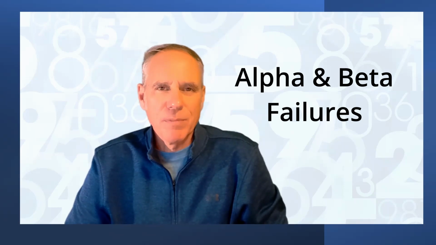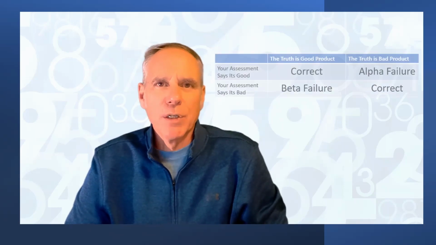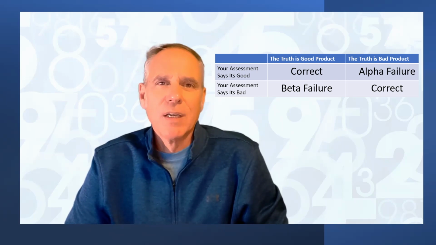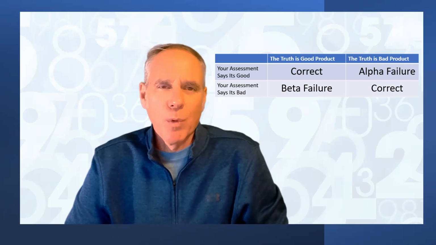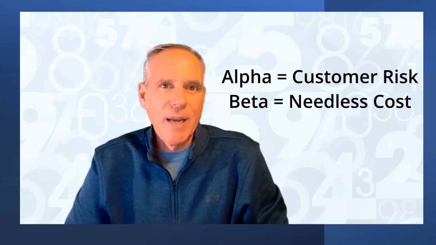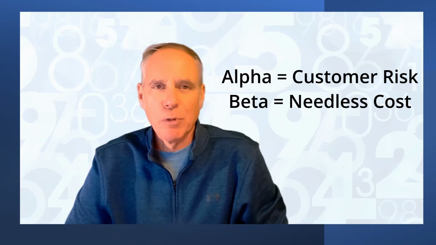Do you know what alpha and beta failures are? These are incorrect conclusions drawn from hypothesis testing. For your visual inspections, it's like this. If a product is good and you ship it to a customer, that's a correct conclusion. And if a product is bad and you don't ship it to a customer, that's a correct conclusion. But if the product is bad and you ship it, well, that's an alpha failure. And if a product is actually good and you scrap it, that's a beta failure. So you never want alpha and beta failures. An alpha failure puts your customer at risk, and a beta failure costs you money for absolutely no reason at all.